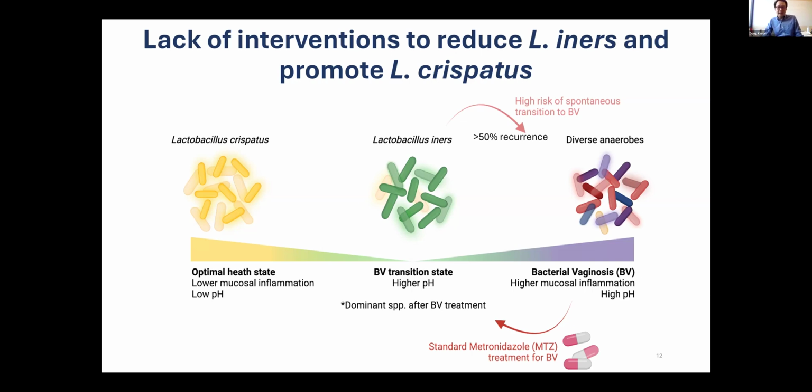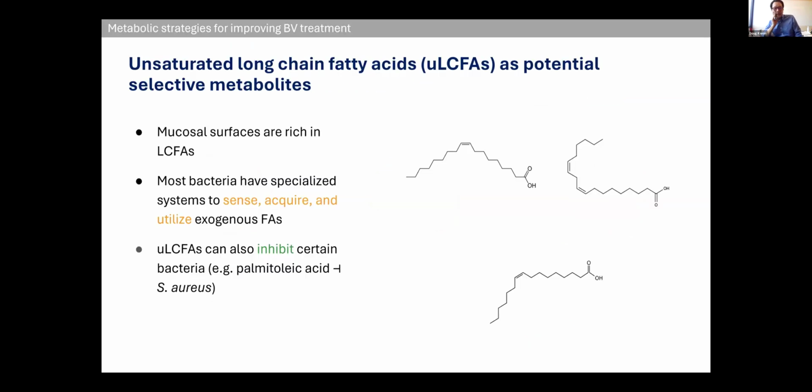And what you'd want is to have an intervention that could actually drive your community all the way to a Lactobacillus crispatus dominant state. But that doesn't really exist right now. And so we were interested in looking at various metabolites that may be important for modulating these vaginal bacterial communities. And we are particularly interested in unsaturated long-chain fatty acids.